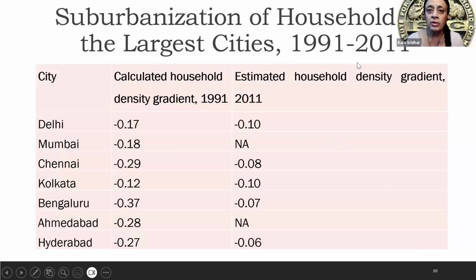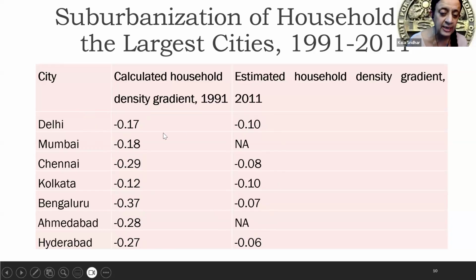So now, what we next try to understand is the suburbanization of households in the largest cities from 1991 to 2011. Now, the reason why I showed you Mill's two-point gradient technique was that these are calculated for 1991. This is from my paper published in Regional Science and Urban Economics in 2007. So these are all calculated and these are estimated, right? Estimated using the data intensive technique that I showed you, and these are calculated using Mill's two-point gradient technique.